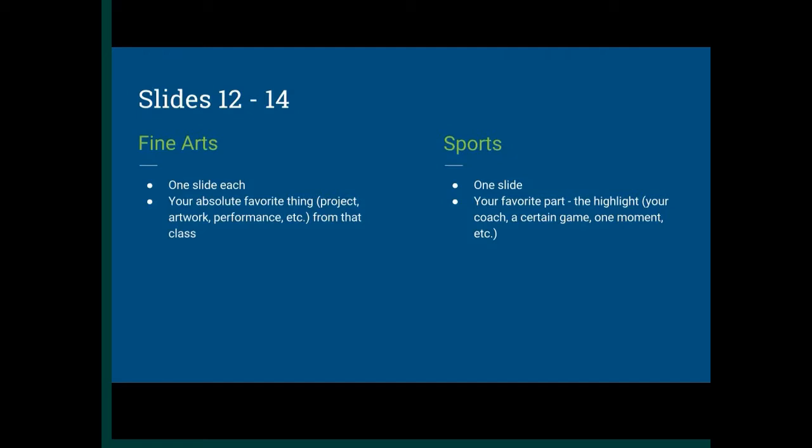Then you're going to make a slide about sports. And that's going to be your favorite thing about sports. You can put whichever sport is your favorite and then what you love about it. You could put what the highlight has been in sports for your year. So the coach that you had, or a certain game, or one moment when you made that great catch, or you hit that home run, or whatever it is for you, right? So a whole slide just about your sports.